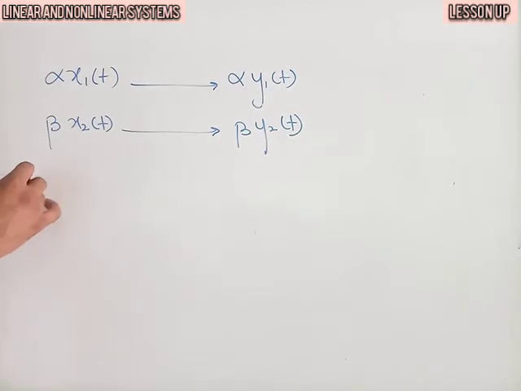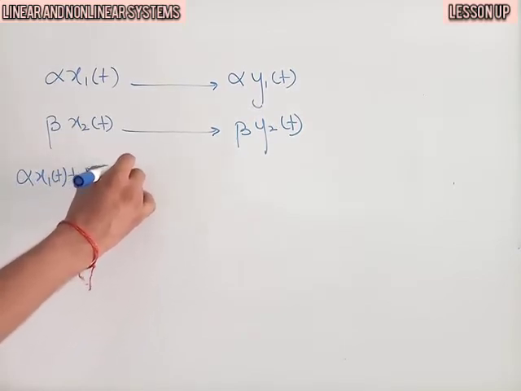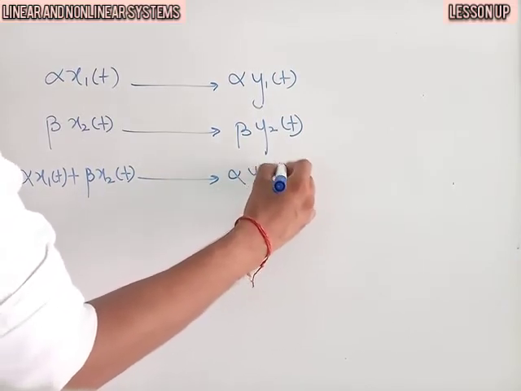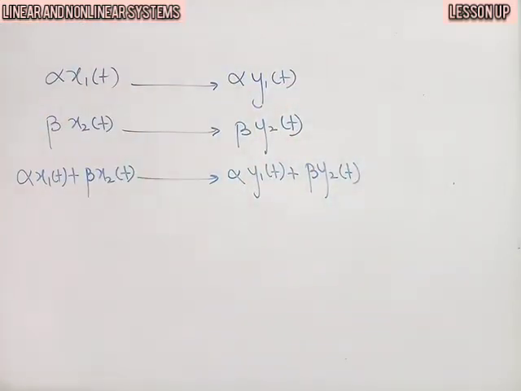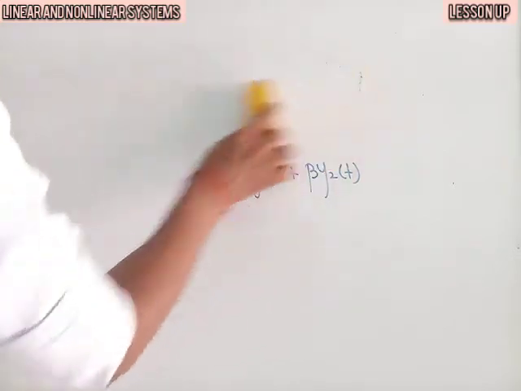And if you give the input alpha x1 of t plus beta x2 of t, you should get alpha y1 of t plus beta y2 of t. So, this is the condition of a linear system. We will take an example to understand this condition.